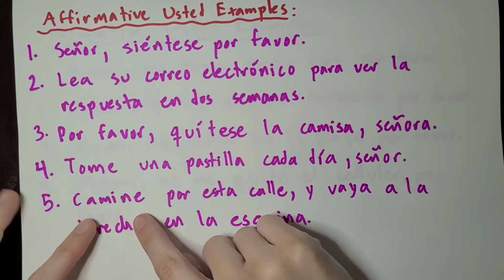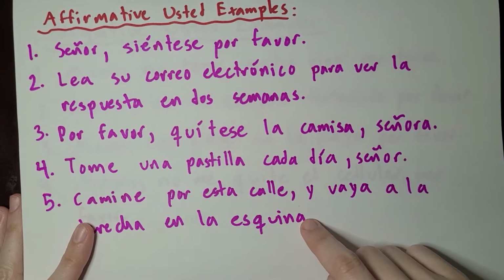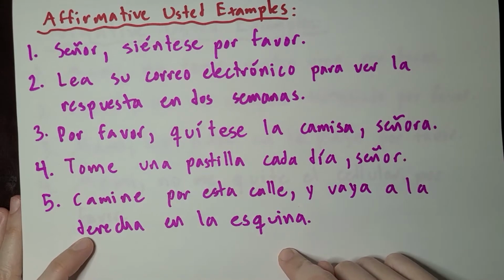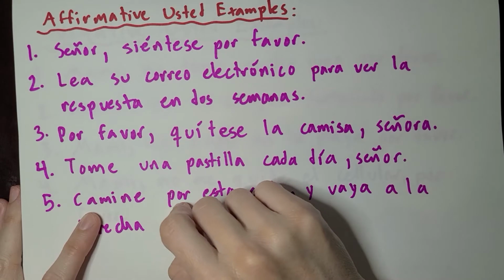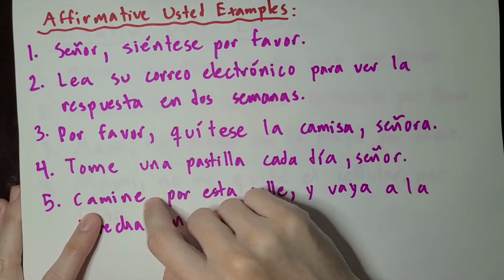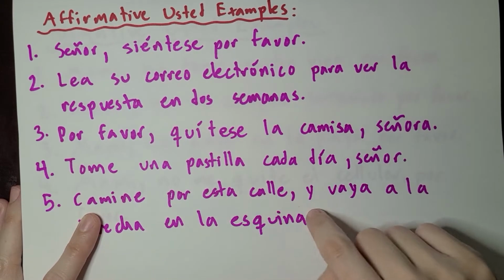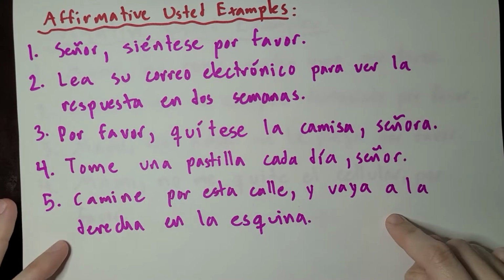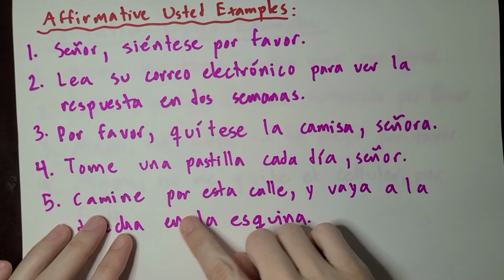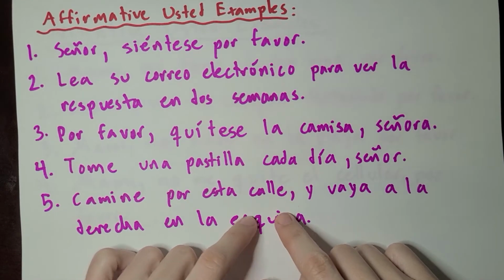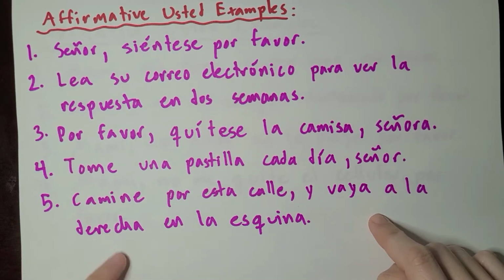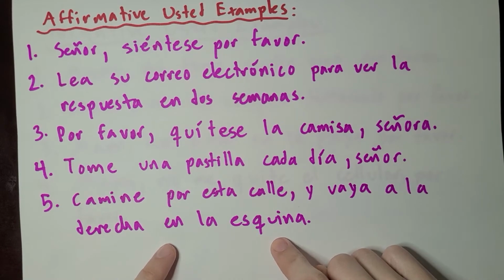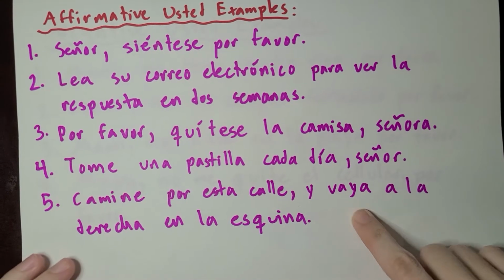5. Camine por esta calle y vaya a la derecha en la esquina. Camine comes from the verb caminar, and we're going to change that AR to an E. So camine por esta calle y vaya a la derecha en la esquina. Walk along this street, calle is street, and vaya a la derecha, and go to the right. And la esquina is corner. We'll talk a little bit more about vaya later.